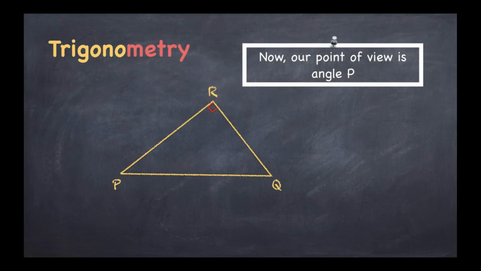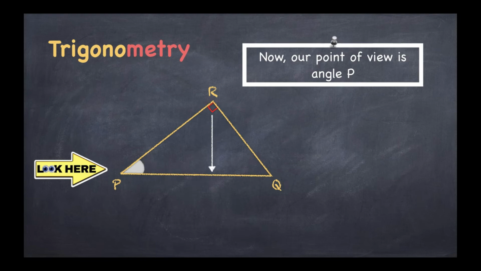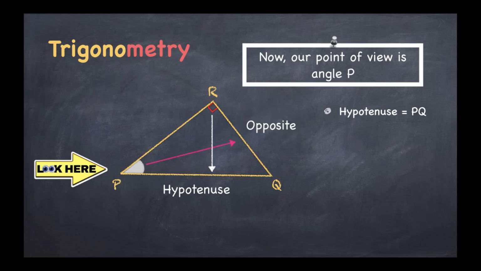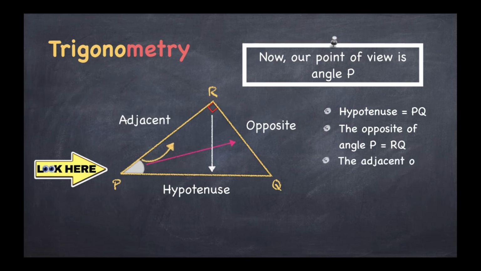Now, our point of view is angle P. Look at angle P. But before we find the other sides, let's find the hypotenuse, which is the side in front of the right angle. In this triangle, the hypotenuse is PQ. And then now let's find the opposite, which is the side in front of the angle. Here the opposite side is the side RQ. And the last side is the adjacent. In this case, the adjacent side is PR.